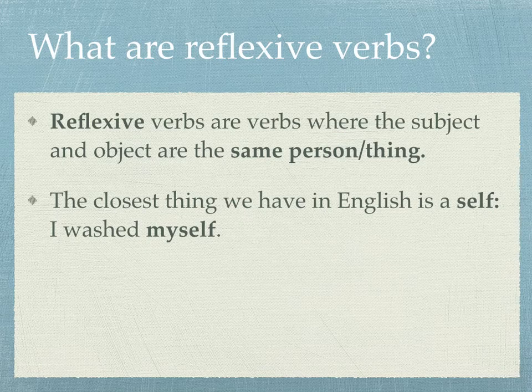Reflexive verbs are a specific subcategory of verbs where the subject and the object are the exact same person or thing. So when you are doing something to yourself. We don't technically have reflexive verbs in English. What we have are reflexive pronouns, which is the word self. So saying, I washed myself. The verb washed didn't change, but the pronoun myself is a reflexive pronoun because I am the person doing the washing, but I am also the person being washed. I'm doing it to myself.